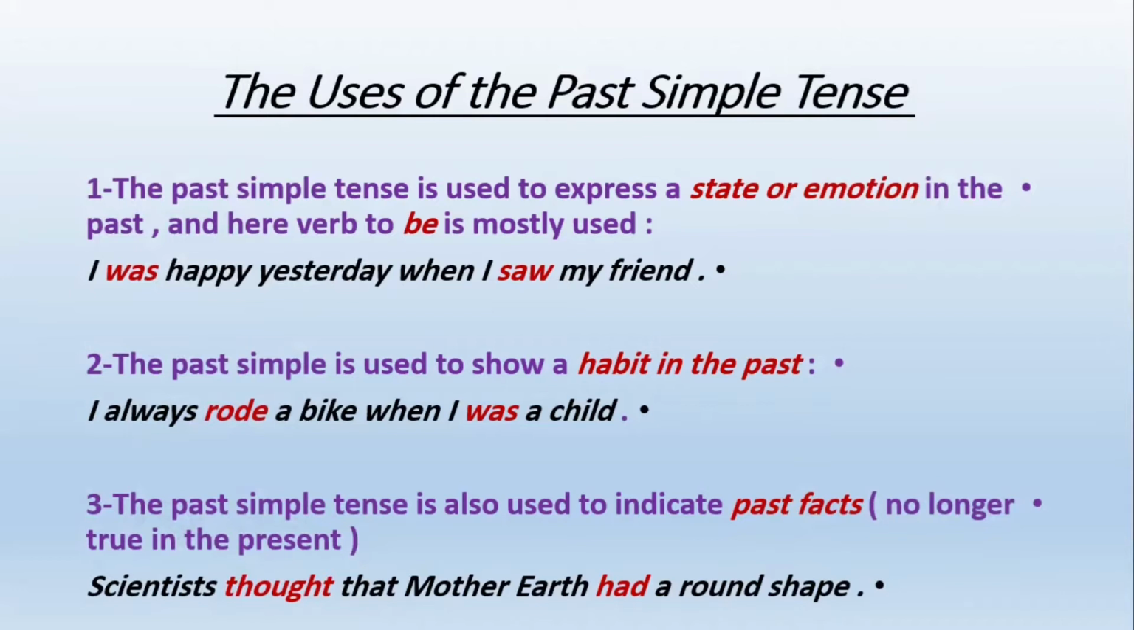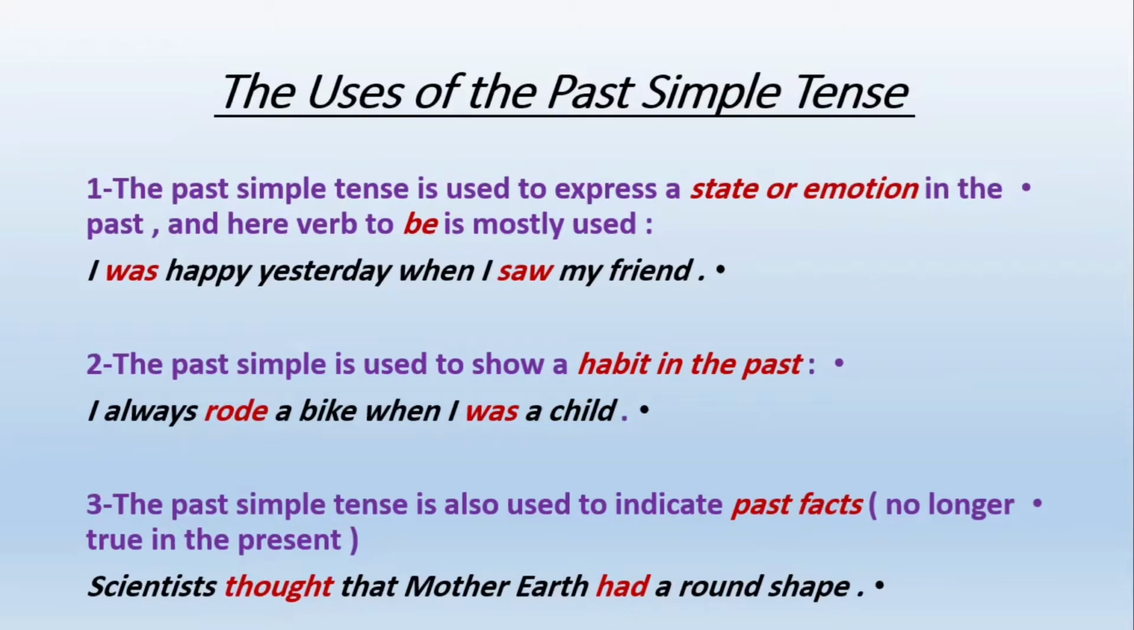And here we use the verb to be, because the verb to be is used to express an emotion, being happy or sad or whatever. This is called an emotion or a feeling. When I saw my friend, saw is the past simple of the verb see. The first form, or the base form, is see. So number one, to express an emotion or state of mind, and here the verb to be is often used.